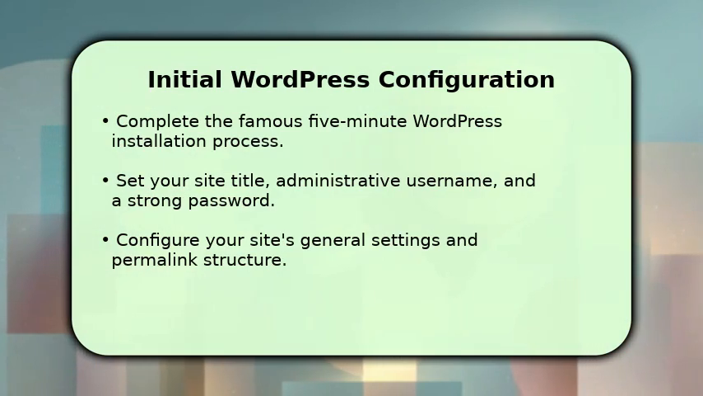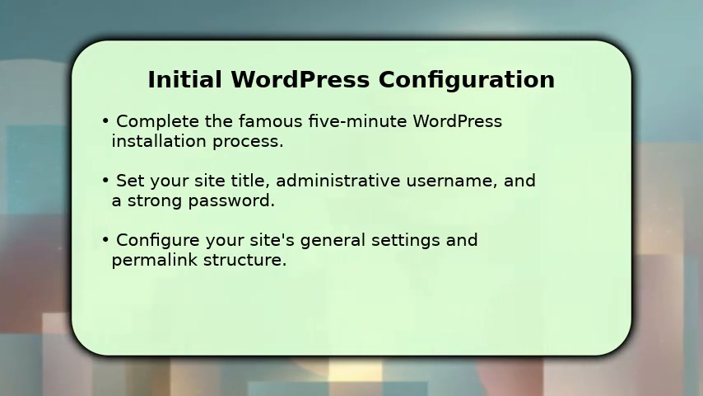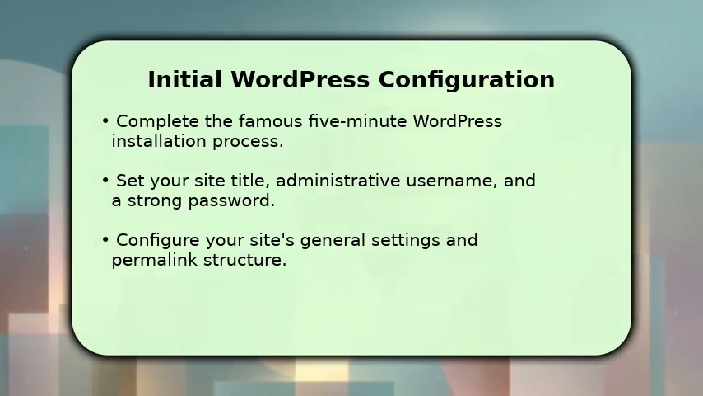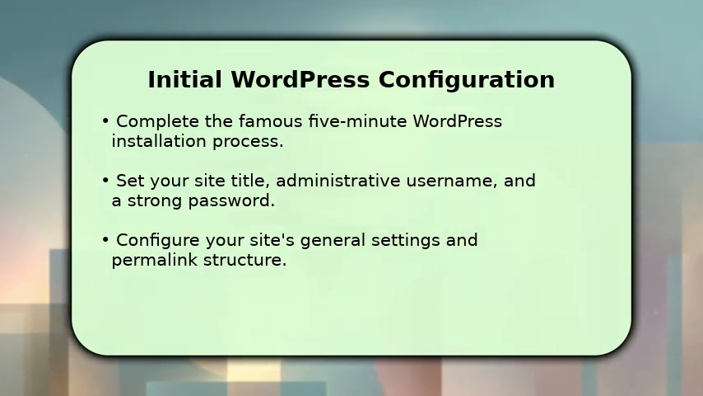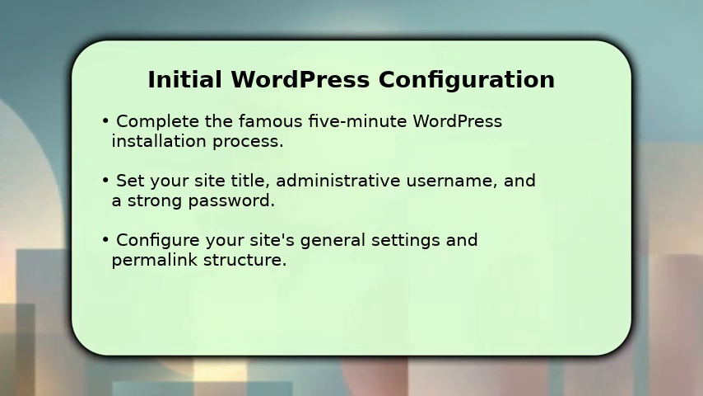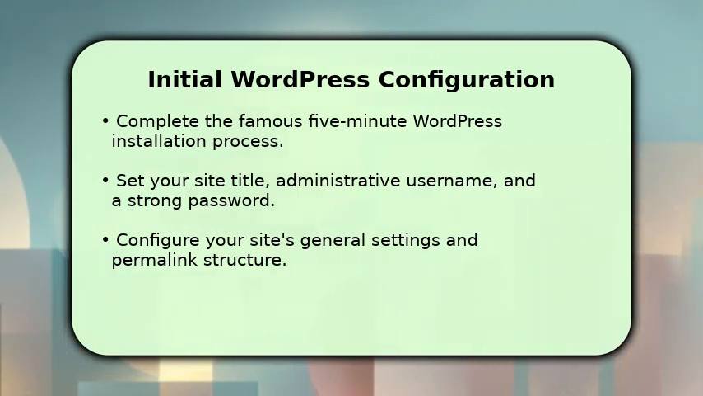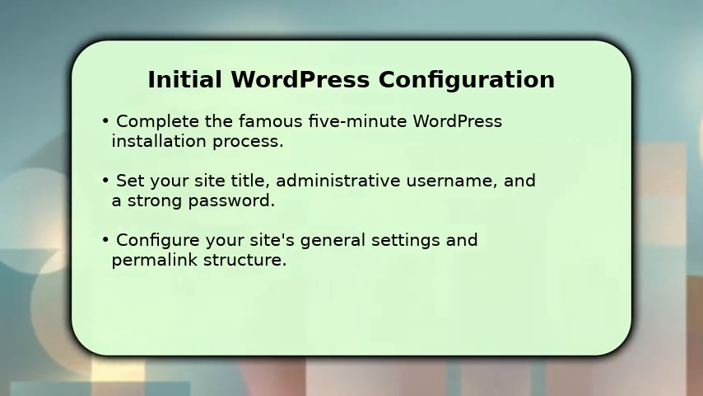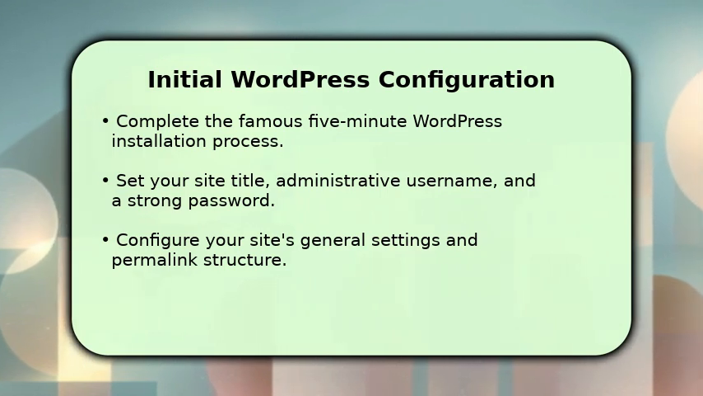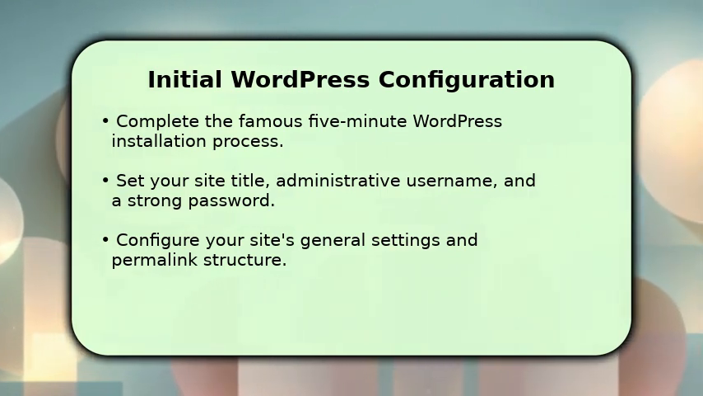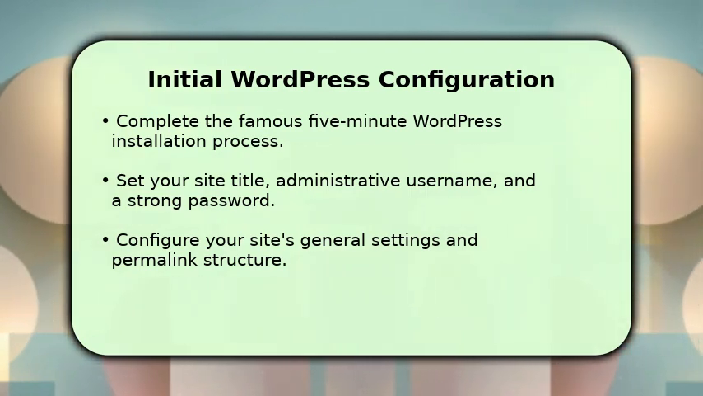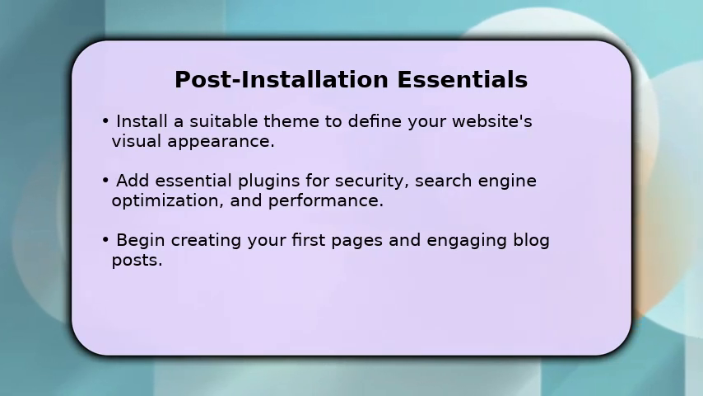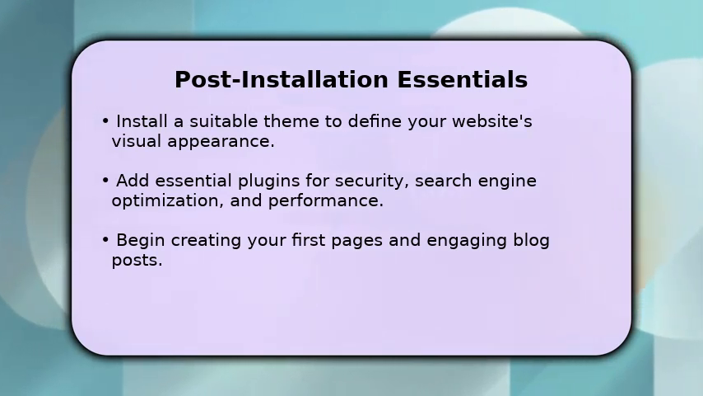After the files are in place, navigate to your domain in a web browser to begin the famous 5-minute installation. You'll be prompted to select your language, then enter your database details. Next, create your site title, a secure administrative username, and a very strong password. Finally, you can adjust general settings like your site's tagline and choose a user-friendly permalink structure for your posts and pages. With WordPress successfully installed, it's time to personalize your site.